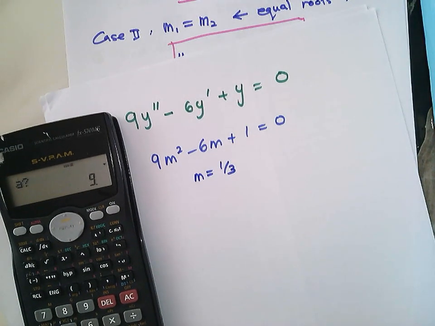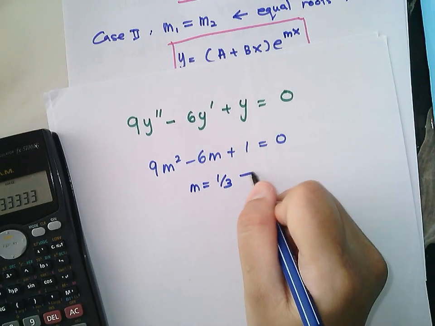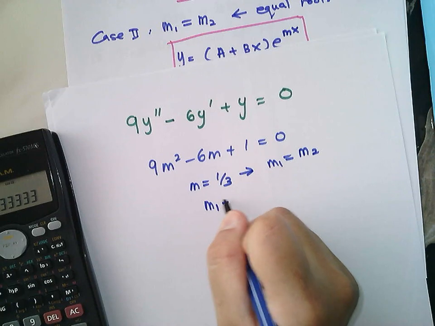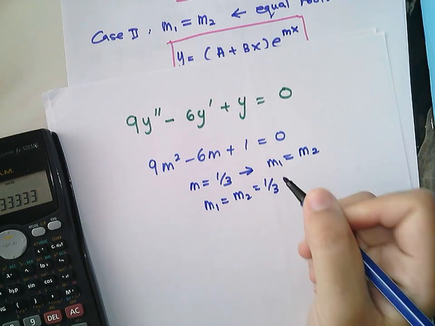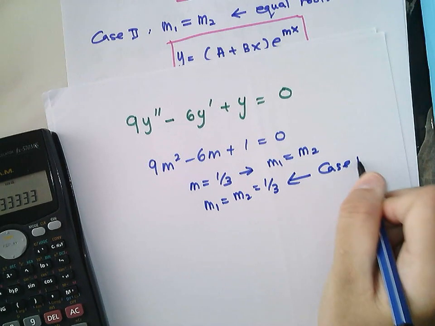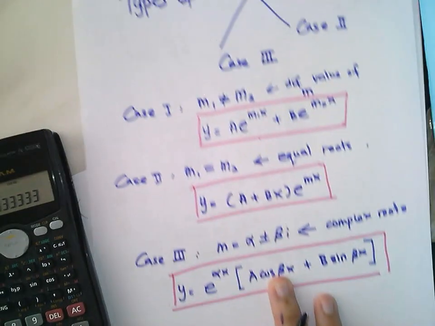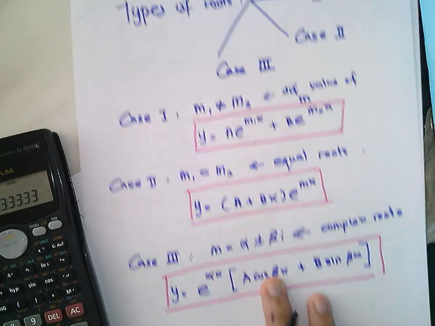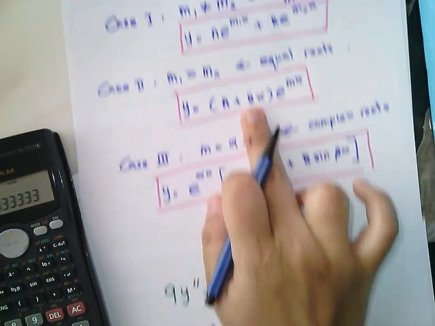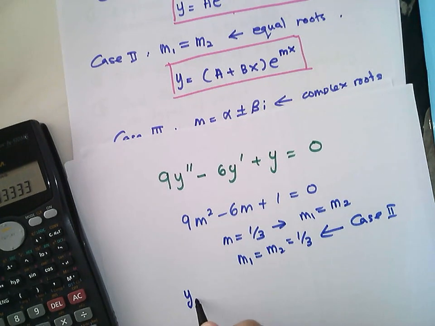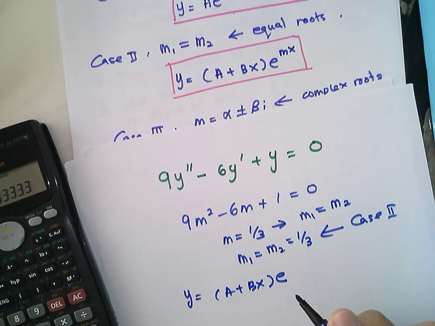As you can see here, you just have one value of m, which means that m1 is equal to m2, which is 1 over 3. So this is case 2. Take a look back at this one. For case 2, what is your general solution? This one. Therefore your y is equal to a plus bx times e to the 1 over 3x.